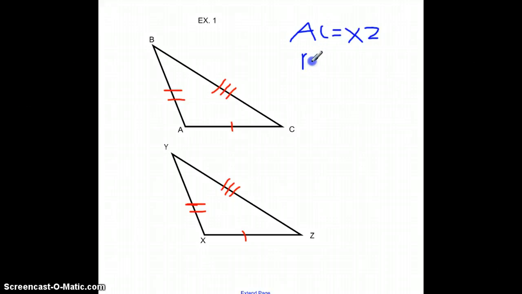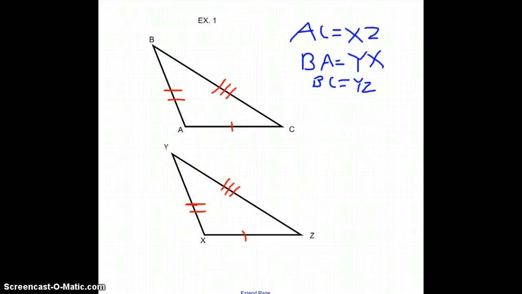Alright, BA has two tick marks on it, and so does YX. So they are corresponding sides, and they are also congruent or equal. And then we have our last sides, BC is equal to YZ, and they both have three tick marks. So if you look, we have a side, and a side, and a side. In other words, this is side, side, side. We have three pairs of congruent sides.